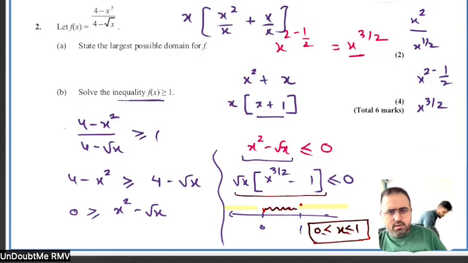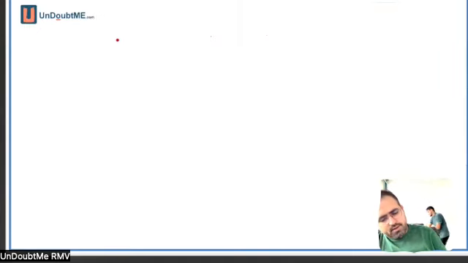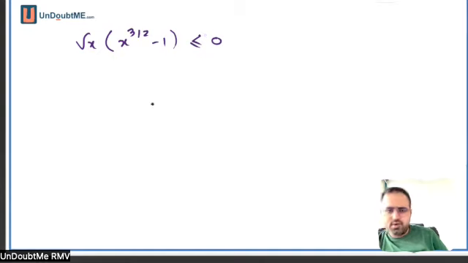I understood till the part where we take root x common, with x to the power 3 by 2 minus 1. Then what did we do after that? So root x times (x to the power 3 by 2 minus 1) is less than or equal to 0. Okay.